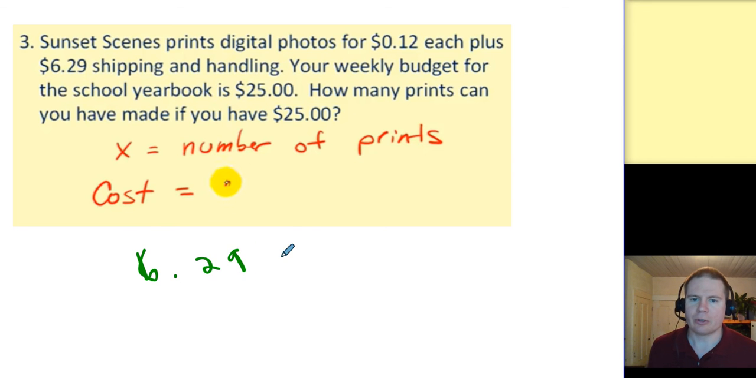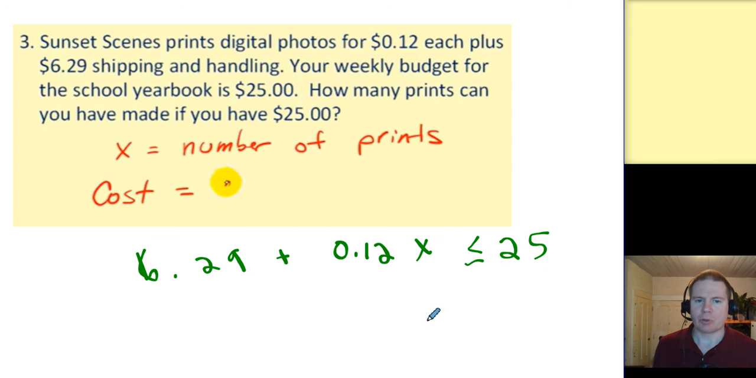But his model is something like 6.29 plus 12 cents per print. Right, here's our fixed costs and our variable costs. We talked about that in one of my videos. But her budget is $25. So we don't have to spend $25, but we can't go over $25. That's what it means to be a budget. Technically, this is an inequality.